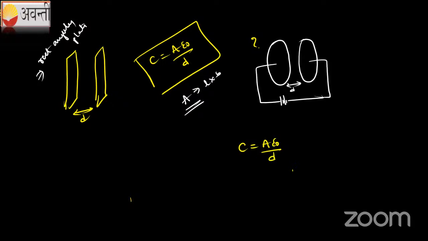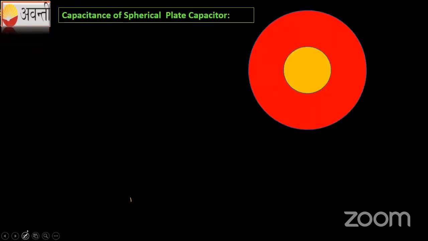But here the area we are going to replace by pi r square. Just a small difference. Clear now? Is it clear? Yes. Then we'll move to the interesting topic.